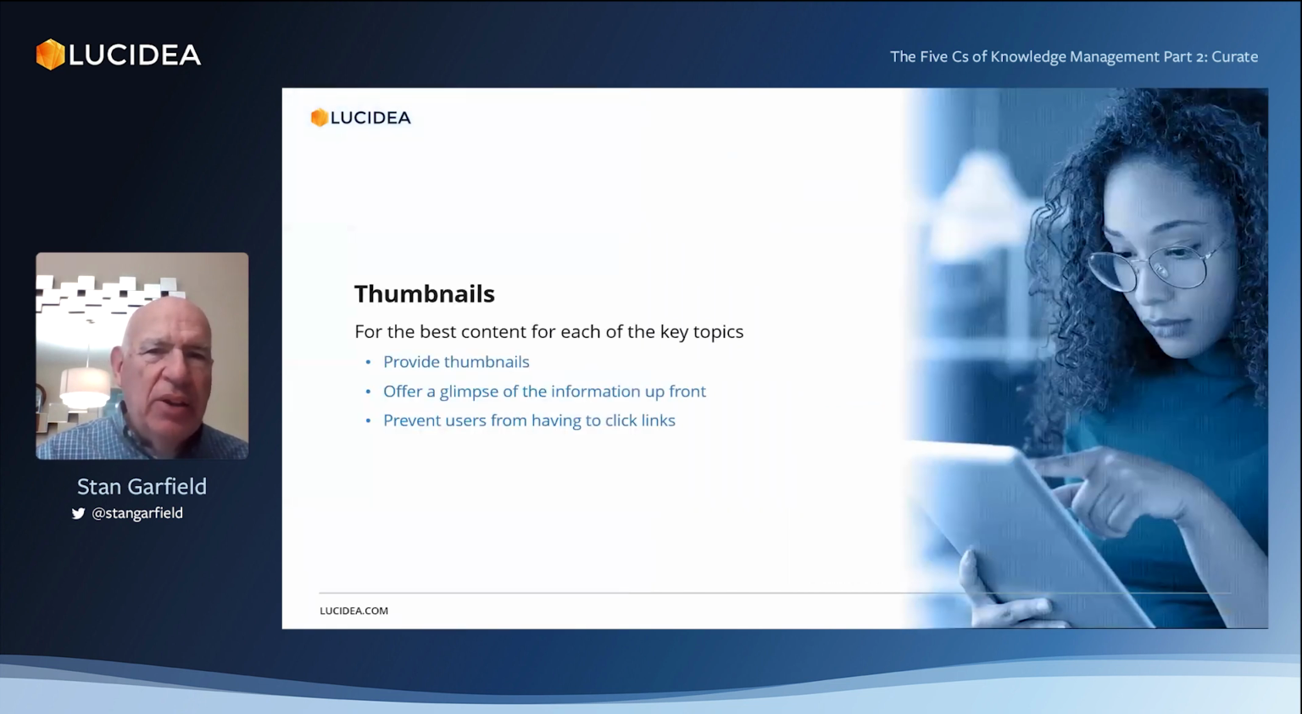Another thing that you can provide are thumbnails. Thumbnails for each of the key topics can be the best content with brief information about it. So it gives a glimpse of the information up front, and it may prevent them from having to click the link. So if they read the thumbnail and it turns out that's not what they're looking for, they can just look at the next one and so forth and keep reading thumbnails until they find one that looks like it's the one. Then they can click the link and go to that page rather than having to do multiple clicks.